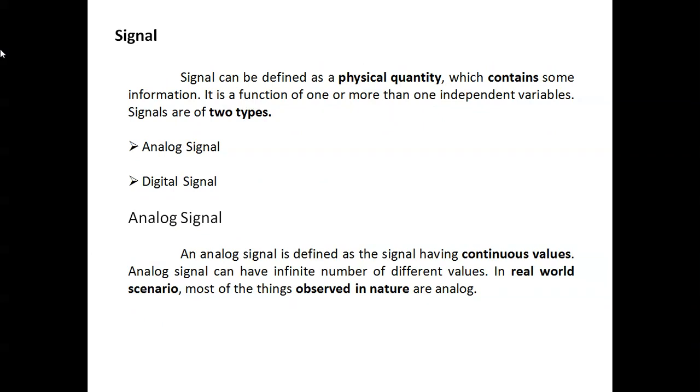Before that, let's talk about signals. So what is a signal? A signal is a physical quantity. It contains some information, and that is called a signal. A signal has two types of classification: one is the analog signal, and the other is the digital signal. Just now we discussed analog. Analog is a natural signal. It's a continuous time signal, observed from nature in the real world. That is analog.